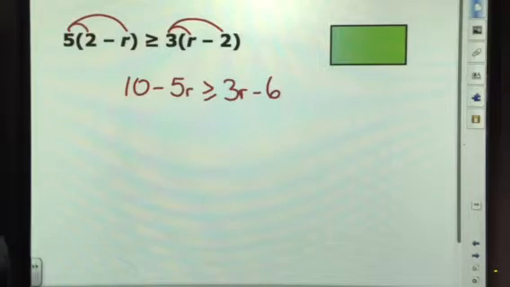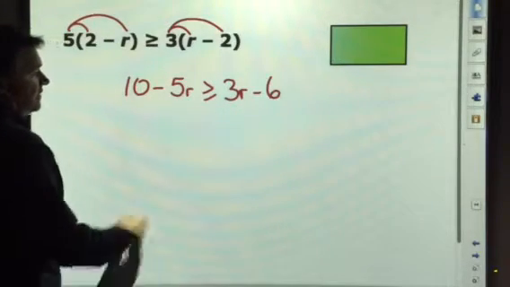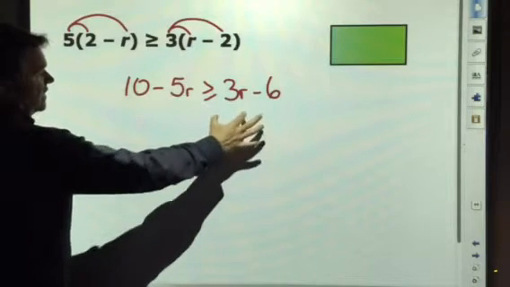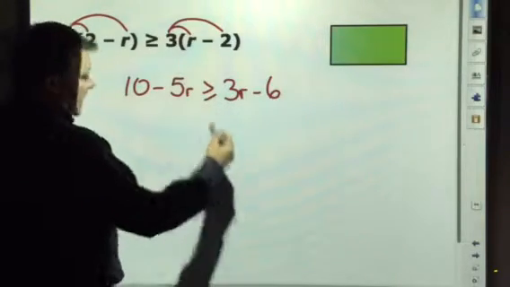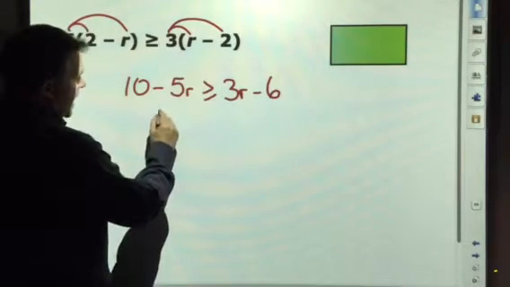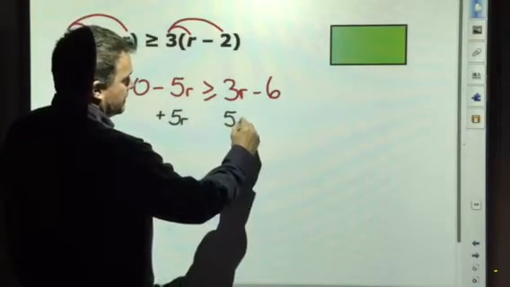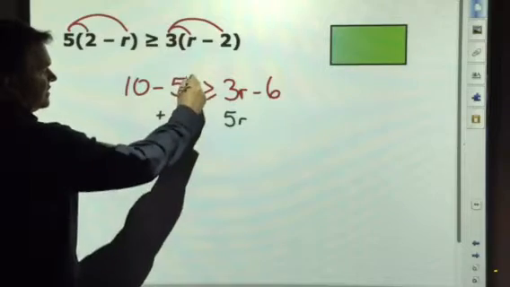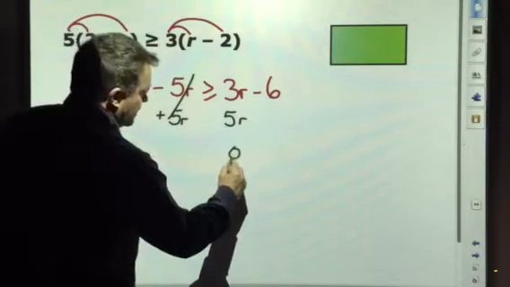All right, so if I take this 3r and bring it to the other side, I would add 3r and add 3r. It would give me a positive variable. So I'm going to make that choice. So add 5r to both sides. On the left-hand side, they cancel out. On the right-hand side, they get combined.